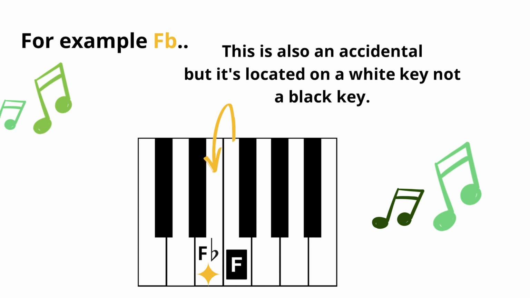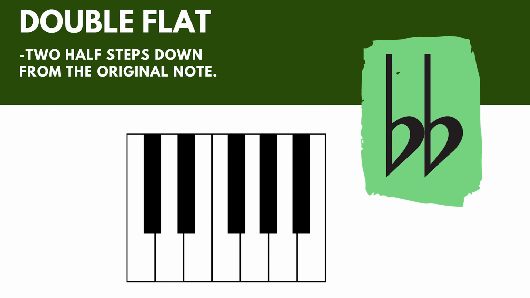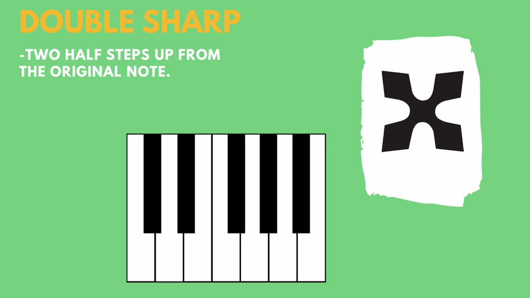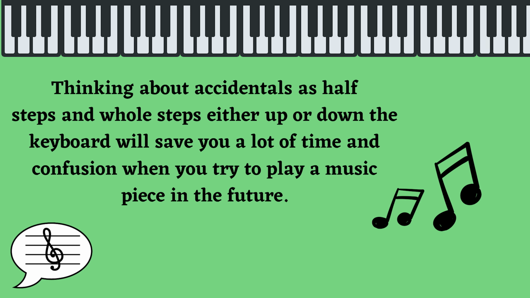Moving on to our infrequent accidentals, we have our double flat, which is 2 half steps or 1 whole step down from our original note. And we have our double sharp, which is 2 half steps or 1 whole step up from our original note. Thinking about accidentals as half steps and whole steps, either up or down the keyboard, will save you a lot of time and confusion when you try to play a musical piece in the future.